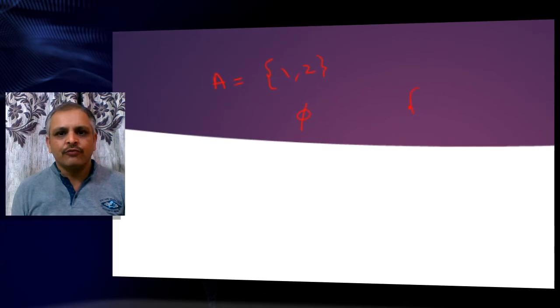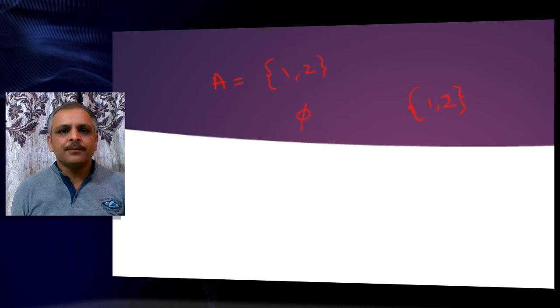So let's take an example. Let's take the set {1, 2}. We have to write the subsets of this one. Okay. So as we discussed now, every set will have the empty set as a subset and the set itself. So {1, 2} itself.